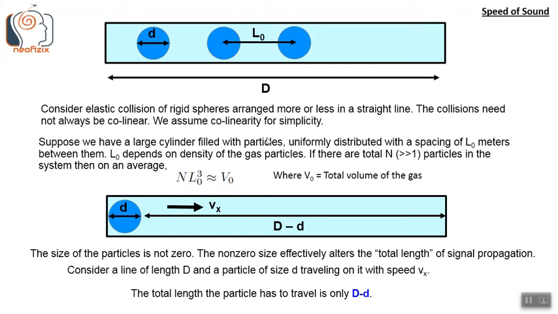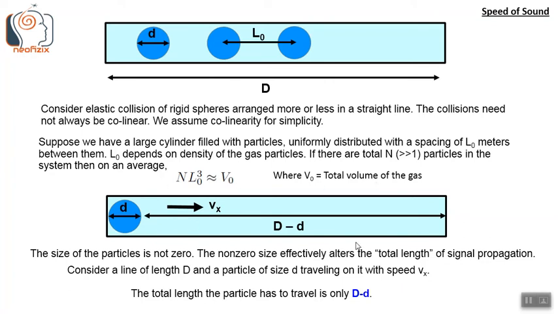Suppose we have a large cylinder filled with particles uniformly distributed with a spacing of L0 meters between them. This L0 depends on the density of the gas particles, and if there are a total number N of particles, which is much larger than 1, then on average we can say N L0 cubed is nearly equal to V0, where V0 is the total volume of the gas. So this elemental volume L0 cubed shows the elemental volume. The number of particles times the elemental volume, N into L0 cubed, gives the total volume of the gas.